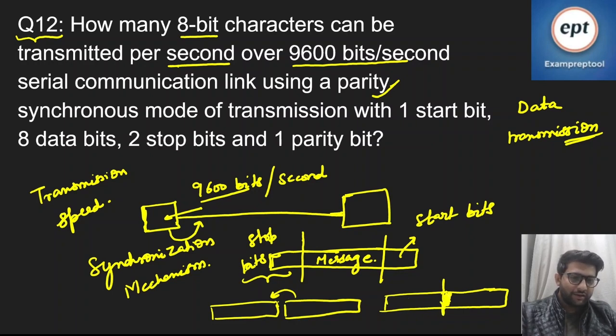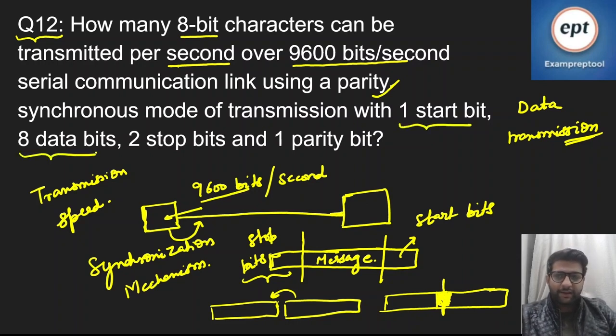So there are stop bits at the end of each message, and start bits at the start of each message, right? This is how two different interfaces synchronize with each other. Here we have been given that the synchronization mechanism uses one start bit, then 8 data bits, and then two stop bits, and there is also one parity bit.